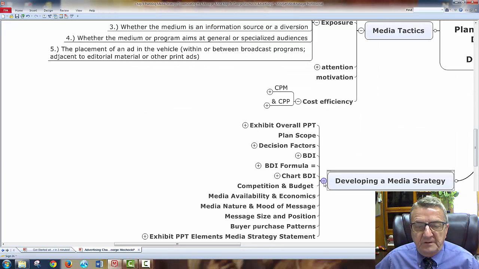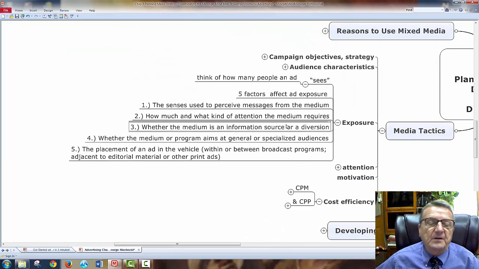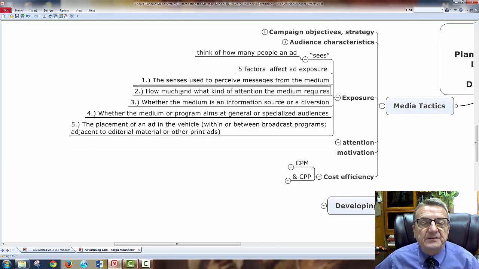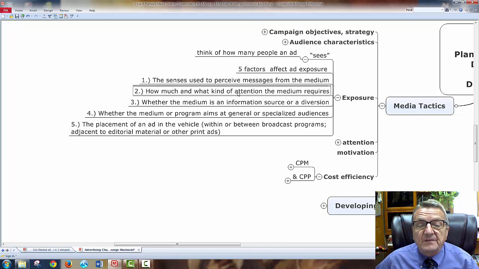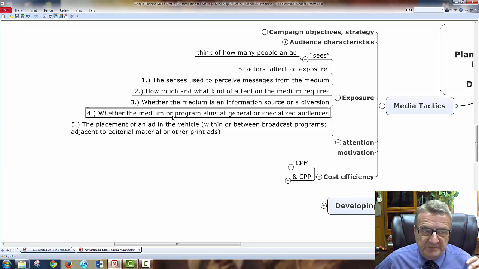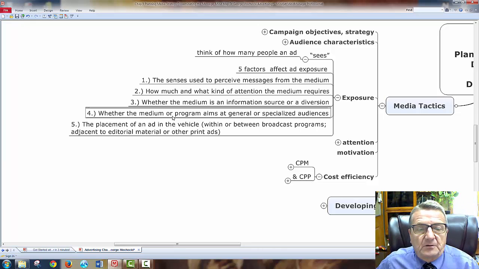Okay, so developing the market strategy, overall objective, plan scope. Okay, we want all that. Let's look at this next one. So I'm looking at exposure. The senses used to perceive messages from a medium, right? How much and what kind of attention the medium requires. And when I'm talking about medium, it's not like a spiritual medium. I'm using print, TV, radio, internet, personal selling, handing out flyers. All those are what we would consider medium. Whether the medium or program aims at general or specialized audiences.